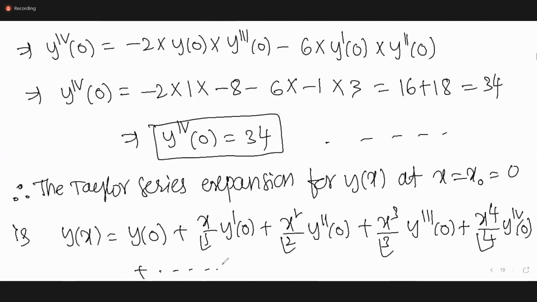Actually, y of x naught plus x minus x naught by 1 factorial into y dash of x naught. x naught value is 0. So x minus 0, that is x. x by 1 factorial into y dash of 0. The third term is x square by 2 factorial into y double dash of 0. Fourth term is x cube by 3 factorial into y triple dash of 0. Plus so on.